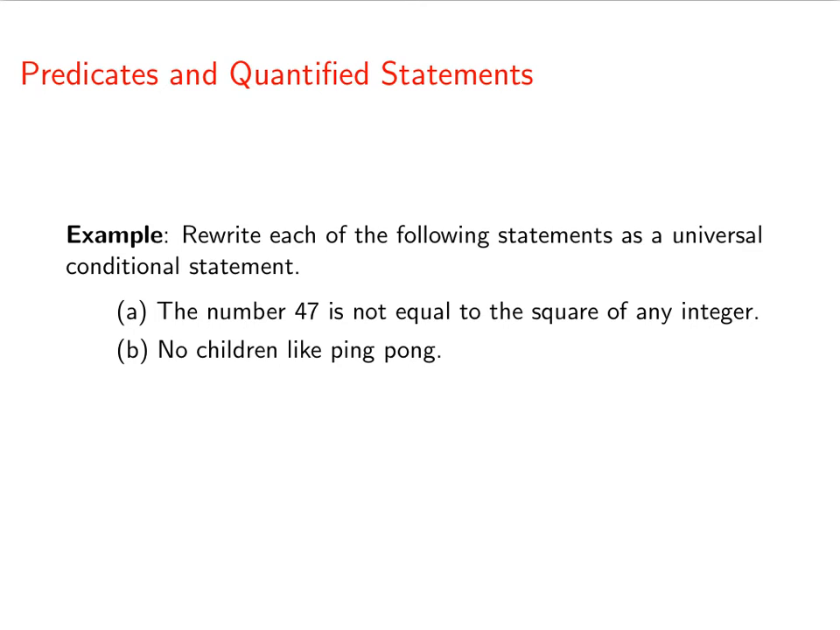Okay, let's write each one of these statements as a universal conditional statement. Part A is the number 47 is not equal to the square of any integer. And part B, we can say no children like ping pong. All right, so for part A, we'll say for all n in the real numbers, if n is an integer, then n squared is not equal to 47.